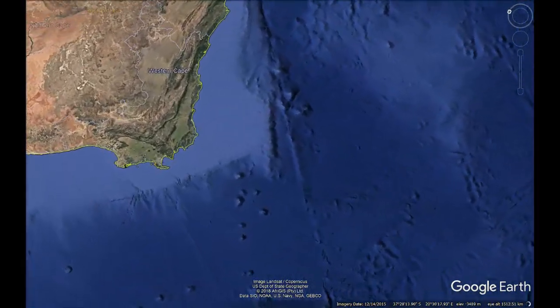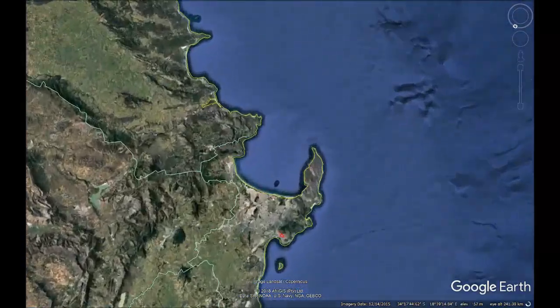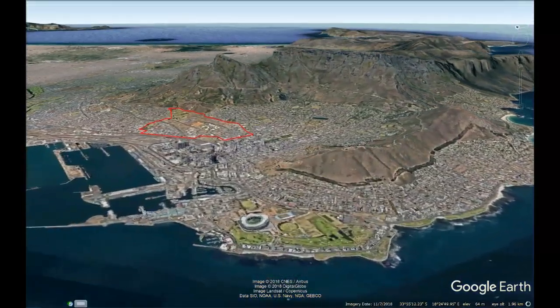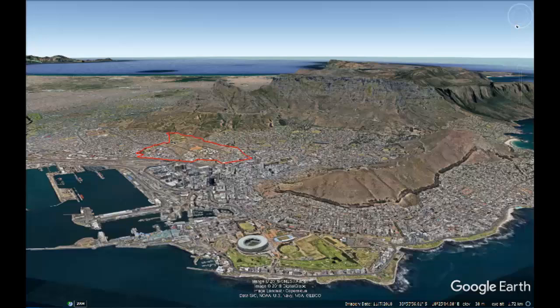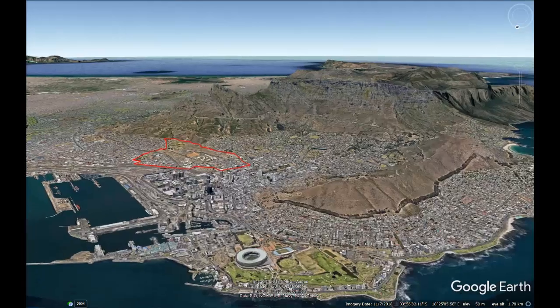Probably the most iconic site of apartheid's forced removals is in Cape Town. It was called District 6. The outline of the old District 6 is shown here in red. This was the area that was proclaimed a whites-only area in 1966.